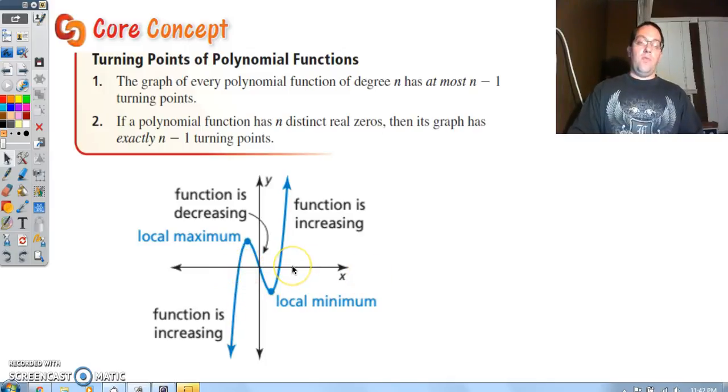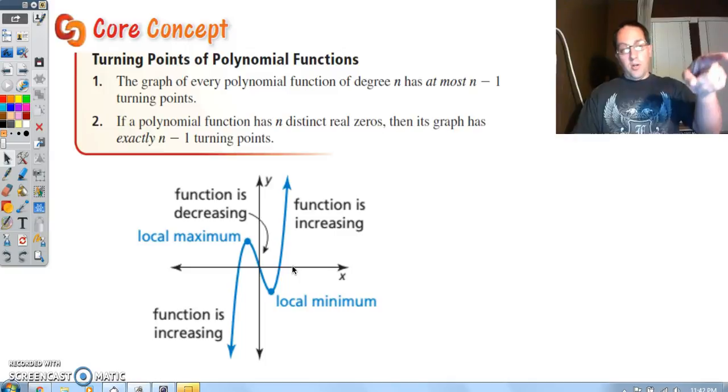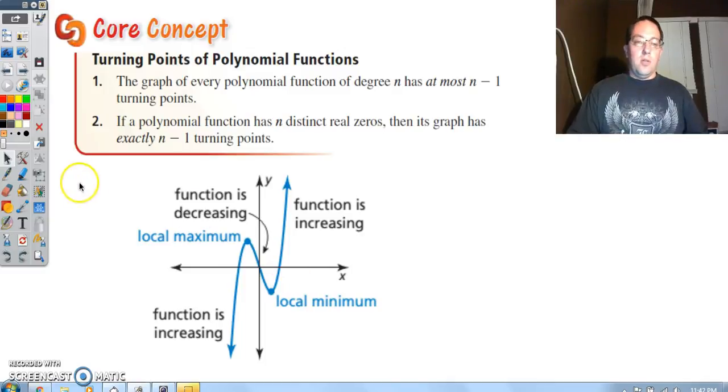So a fourth degree function could have at most 4 minus 1, so 3 turning points. Right? So you go up, turn around and go down, turn around and go up, and then turn around and go back down. All right? Also, if a polynomial function has n distinct real zeros, then its graph will have exactly n minus 1 turning points. So here you see this one has 3 different zeros, and so it has 2 turning points.